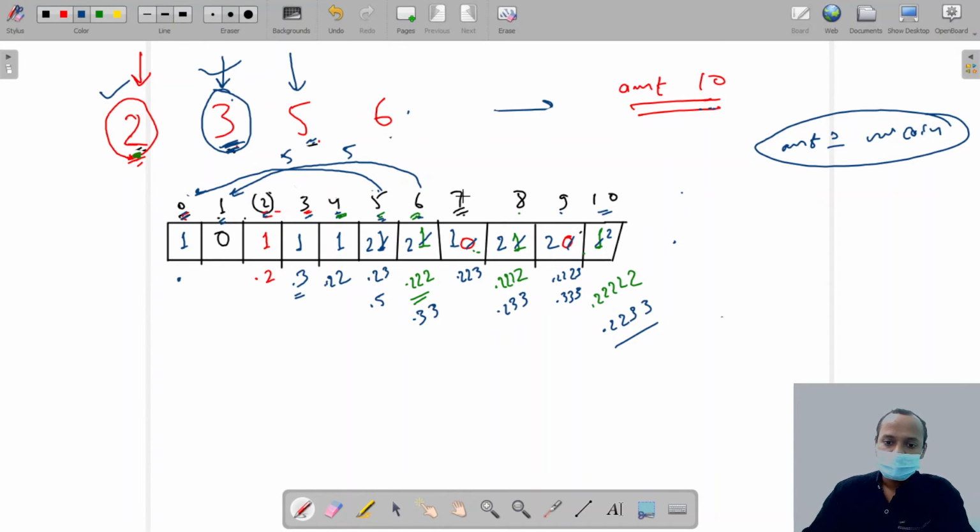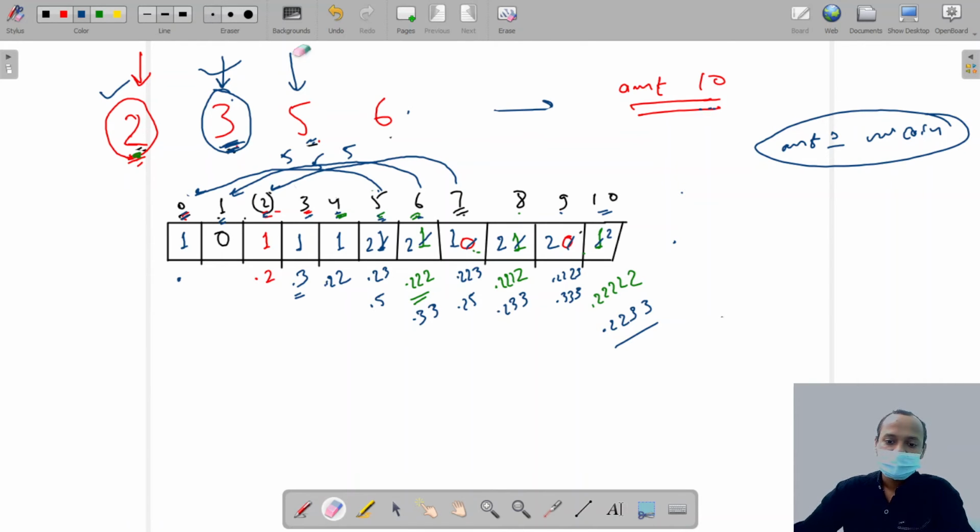Now the amount is 7. Okay, so we are using the 5 rupees coin and we reach 2, and we can see here is the way to pay 2 rupees, that is 0.2, and we are adding our coin, that is 5. So this is the way to pay 7.